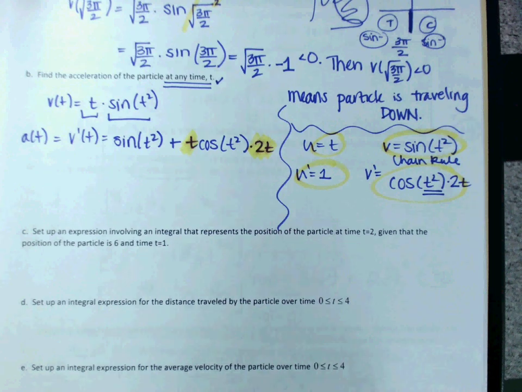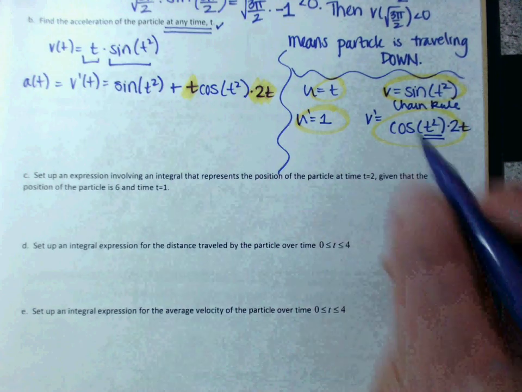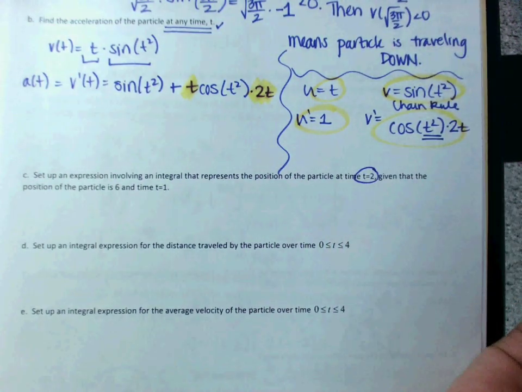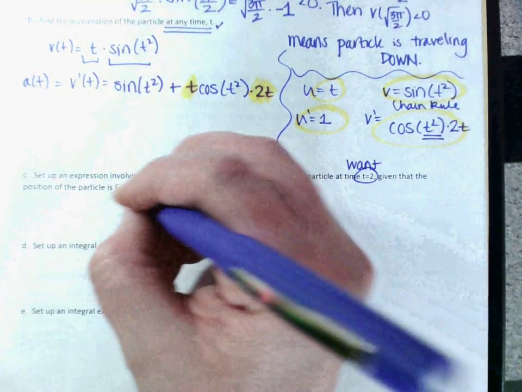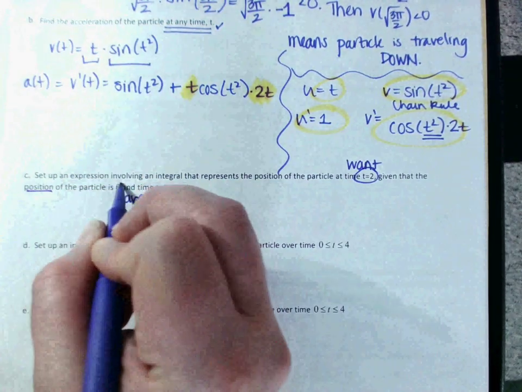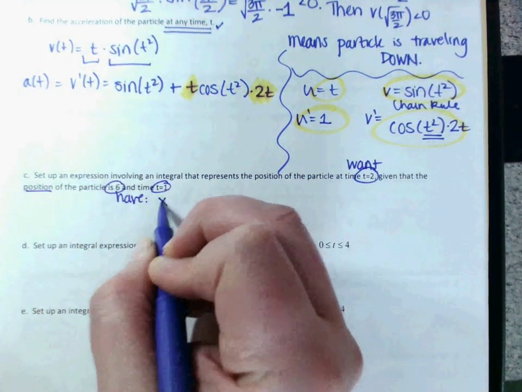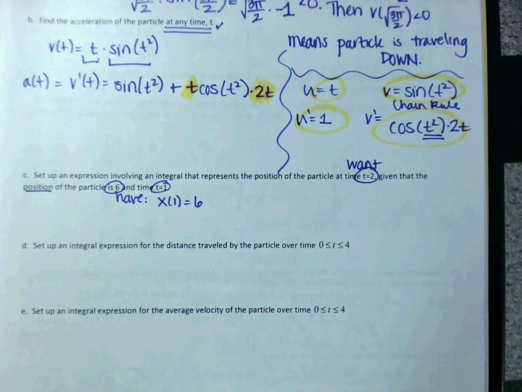Okay, part C. Set up an expression involving an integral that represents the position of the particle at time 2, given that the position of the particle is 6 at time 1. Okay, so this is what I want. This is what I have. So let's unscramble. The position is 6 at 1. Well, then the position of 1 is 6. So this is another version B.